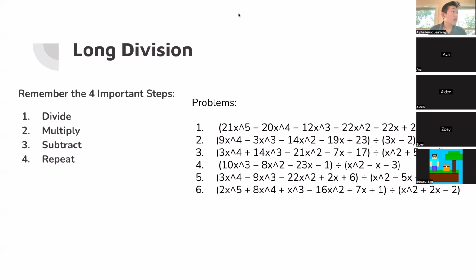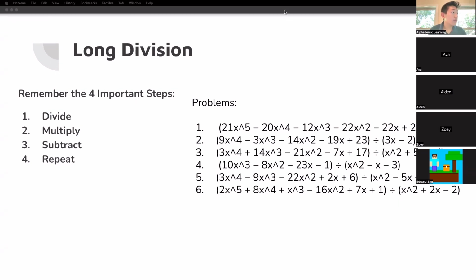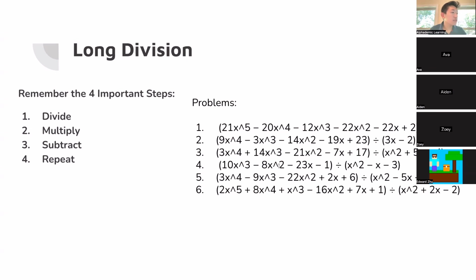All right, so let us go over the answers. For number 1, I'll just type the answers down below. We have 7x to the 4th minus 9x cubed minus x squared minus 7x minus 5 plus 7 divided by 3x plus 1. Very, very lengthy equation.